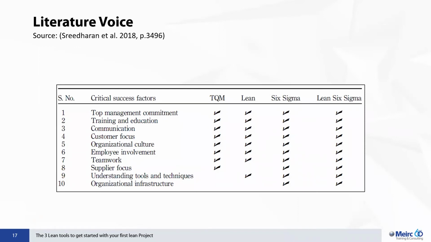Already we know that there is a philosophy called total quality management. There is the concept of Lean by Toyota, then you've got Six Sigma on its own, and then the merger, or the integration, of Lean Six Sigma together. You can see here, coming from research by previous researchers, that top management commitment tends to be the one across the board. Training and education, communication between the different entities as well.